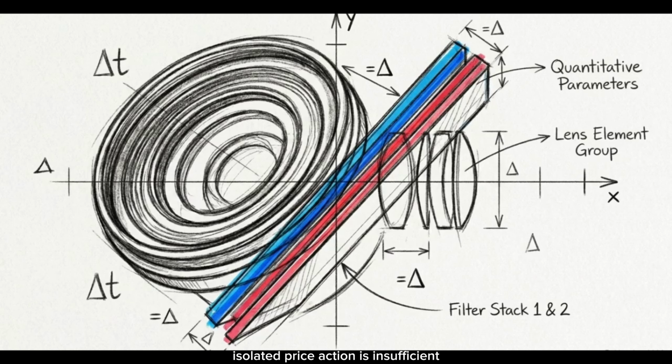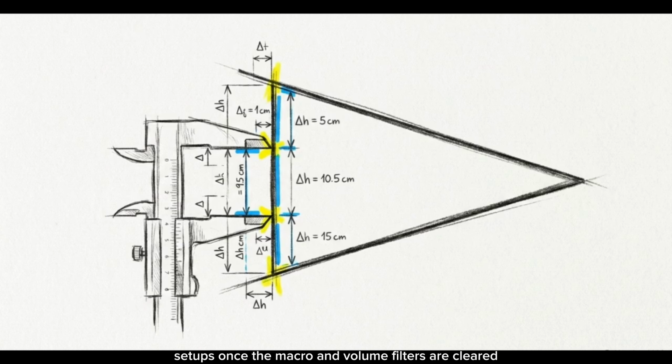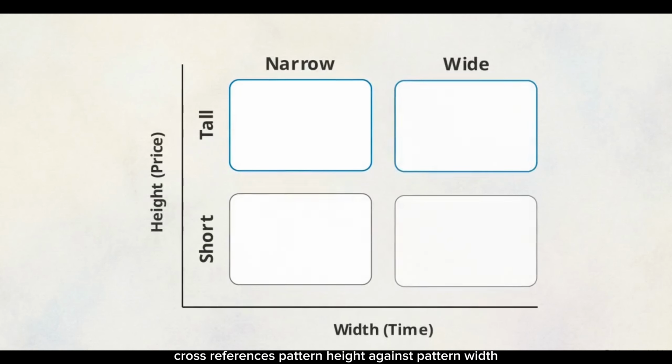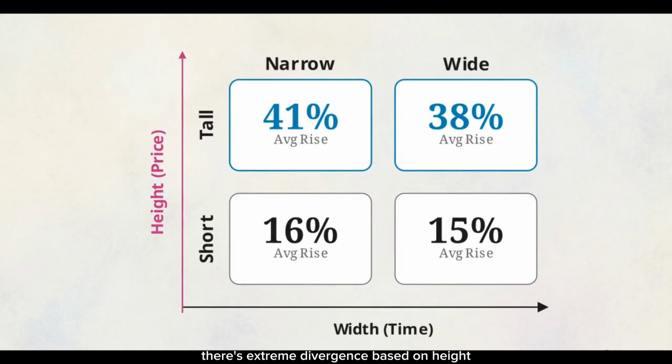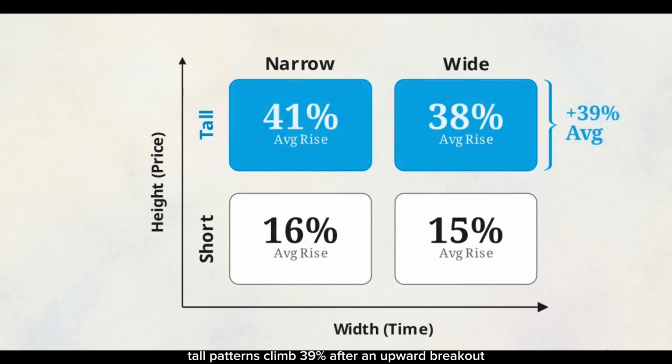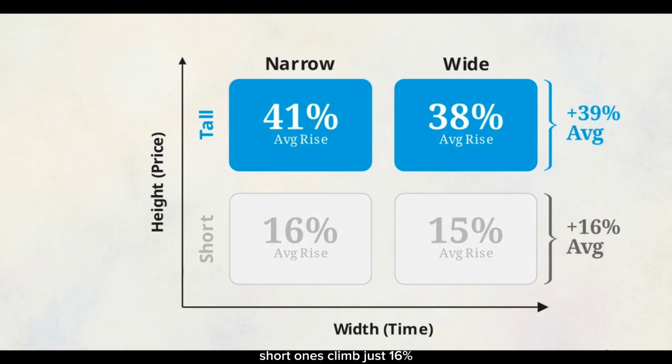Isolated price action is insufficient. Volume shapes and macro regimes are the required filters that define high-probability setups. Once the macro and volume filters are cleared, we must analyze the internal proportions of the pennant itself. This matrix cross-references pattern height against pattern width, directly dictating expected yield. There's extreme divergence based on height. In a bull market, tall patterns climb 39% after an upward breakout. Short ones climb just 16%.